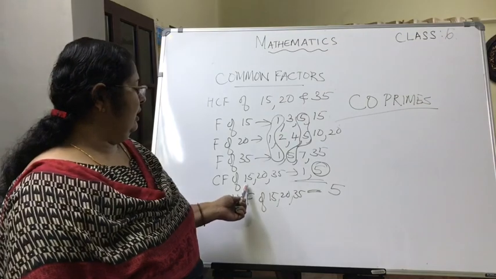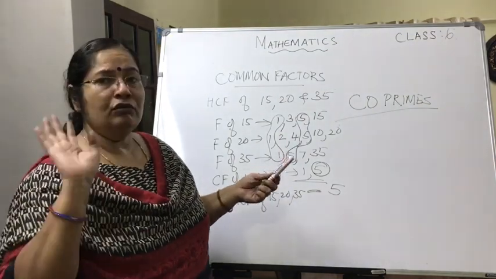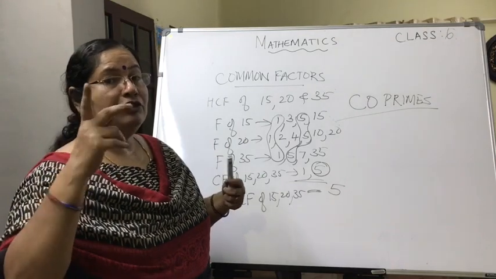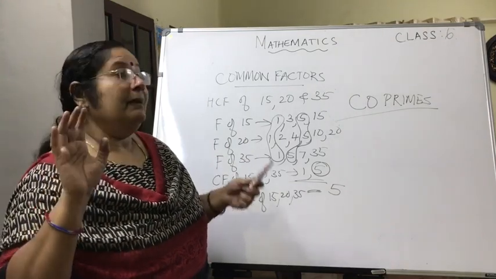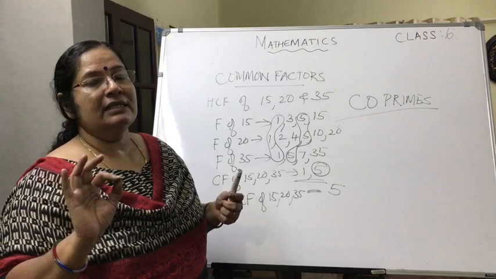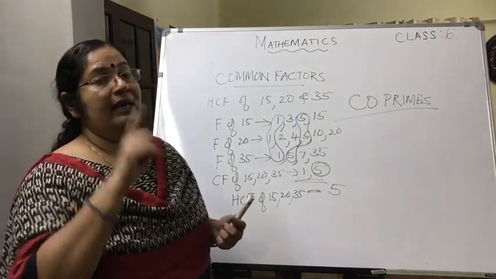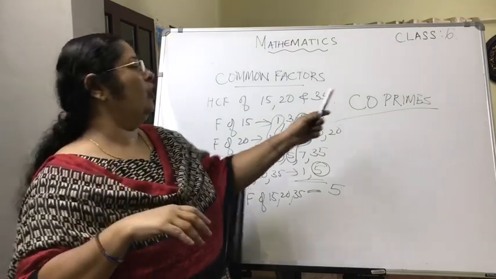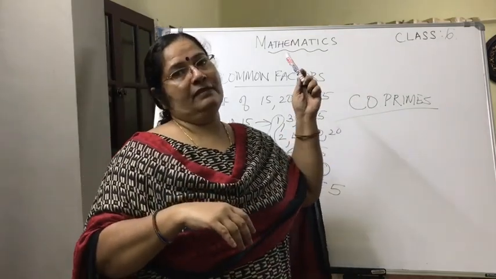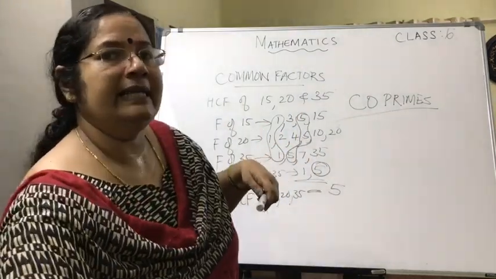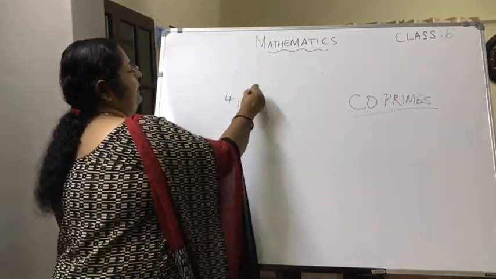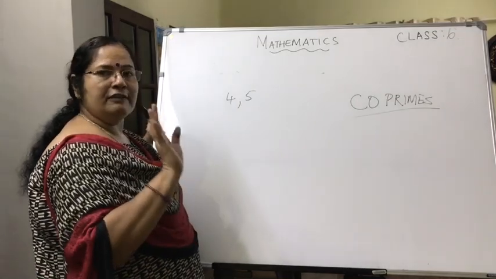See, for these three numbers you have got 2 common factors, which are 1 and 5. Earlier we have seen 1, 2 and 4 are the common factors. But there are numbers which will have only 1 as their common factor. Such numbers we call co-primes. Let us take one example. Now suppose you take the numbers 4 and 5. Let us try to find the common factors of 4 and 5.